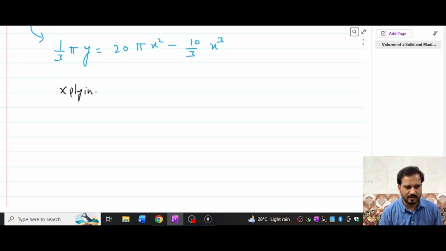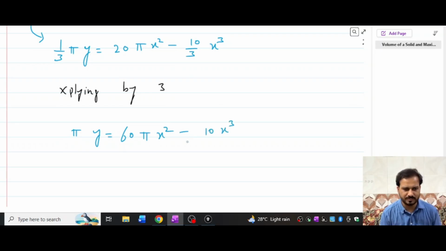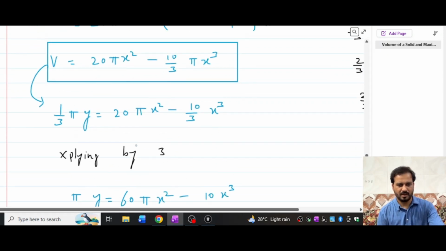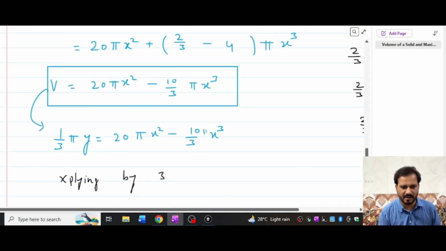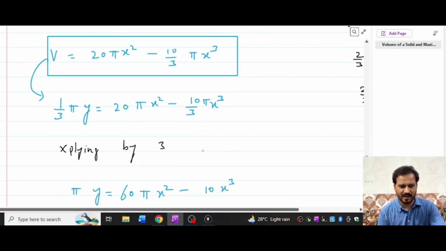Multiplying by 3, it becomes pi y is equal to, now when we multiply the first term on the right hand side with 3, 20 times 3 will be 60 pi x square, and in the last term 3 will be cancelled, it becomes only 10 x cubed. Actually the last term also contains the pi as it is. Here I will write pi, and here I will again write pi as it is.